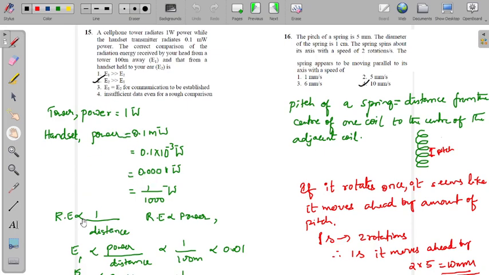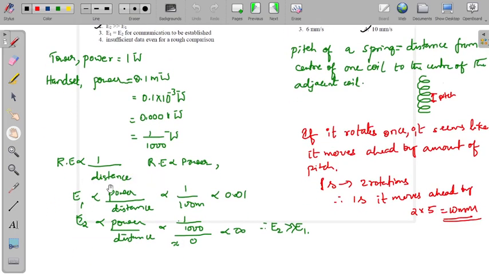Now, radiation energy is always inversely proportional to distance, and radiation energy is directly proportional to power. As the power of the tower increases, radiation energy increases. As distance increases, the reach of radiation energy will decrease. So, as per that assumption, radiation is directly proportional to power divided by distance. I have written it this way to get the possibility approximately. So, that is 1 watt at 100 meters away. That gives you 0.01.